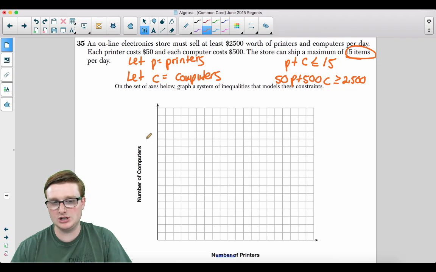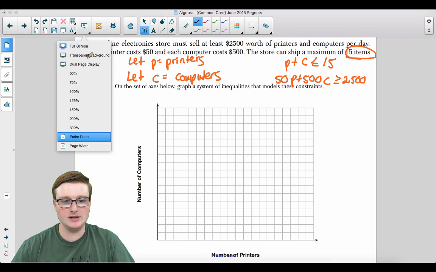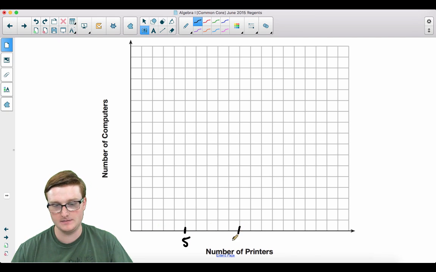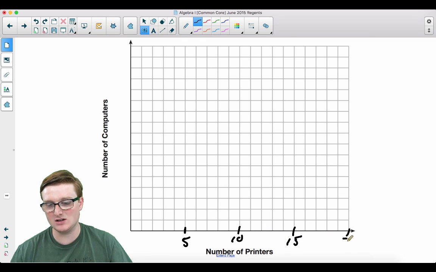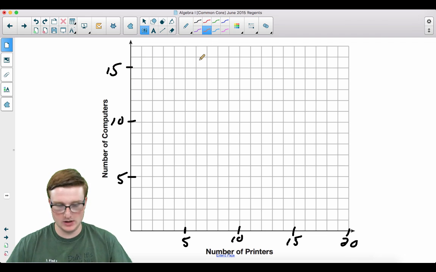So now what we're going to do is graph these. You need to make sure that you have a good range of numbers. So what I did is I counted by 5s down here: 5, 10, 15, and then 20 over here. And then I counted by 5s up here as well: 5, 10, 15. All right, so here we go.